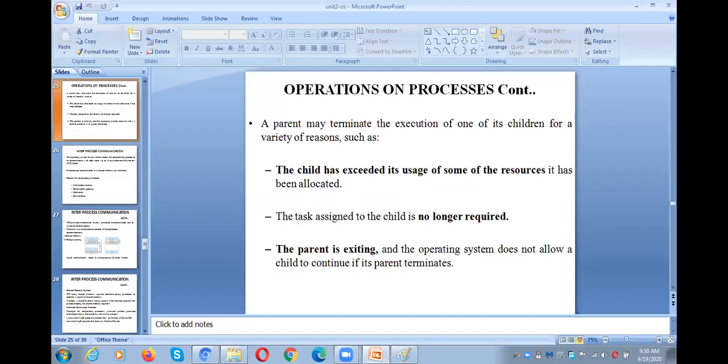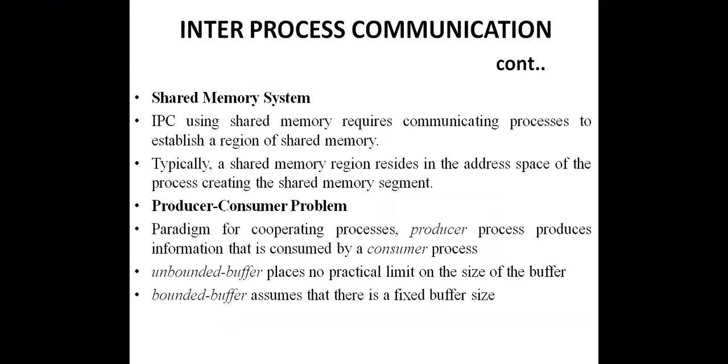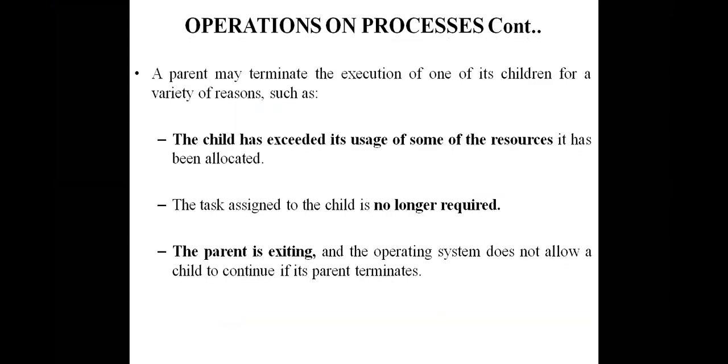And next, one more point. These are the three reasons for the child termination. The first is that the child has exceeded its usage of resources. The next is that the child is no longer required. And the third one is that the parent is exiting. That means the parent is going to terminate, so there is no need for the children to run in the machine. So these are the three reasons for the process termination.